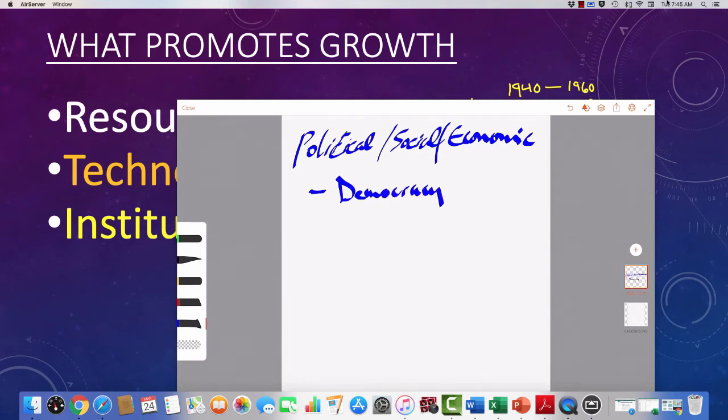That is a political institution, just the way we set up our political order. Not all countries are democracies, of course. You could have a dictatorship. And dictators can be incredibly effective in certain kinds of things. In fact, we saw this with coronavirus.